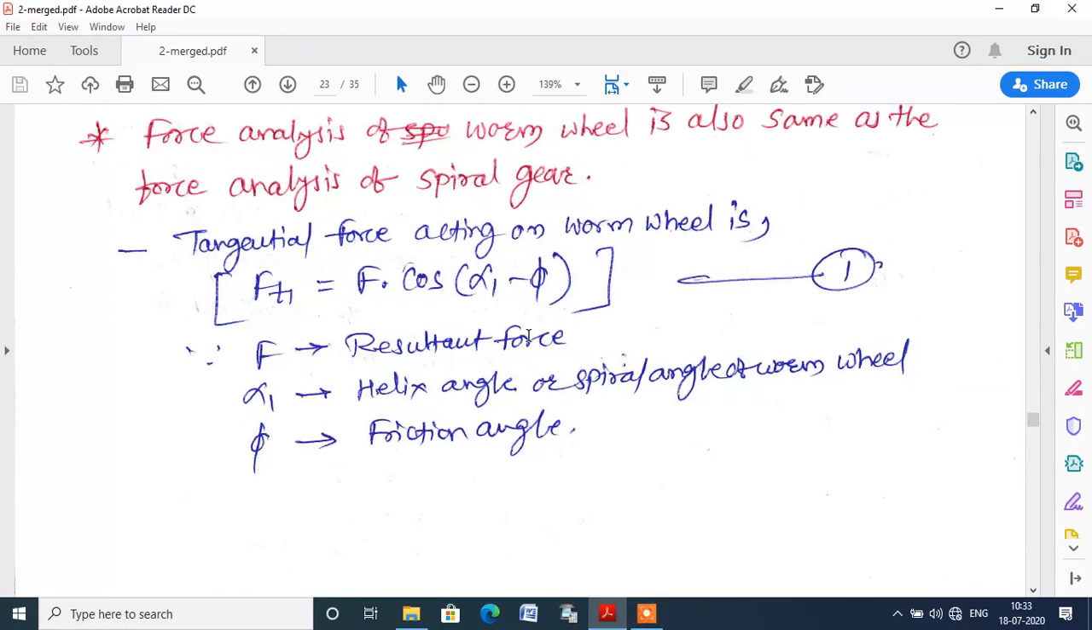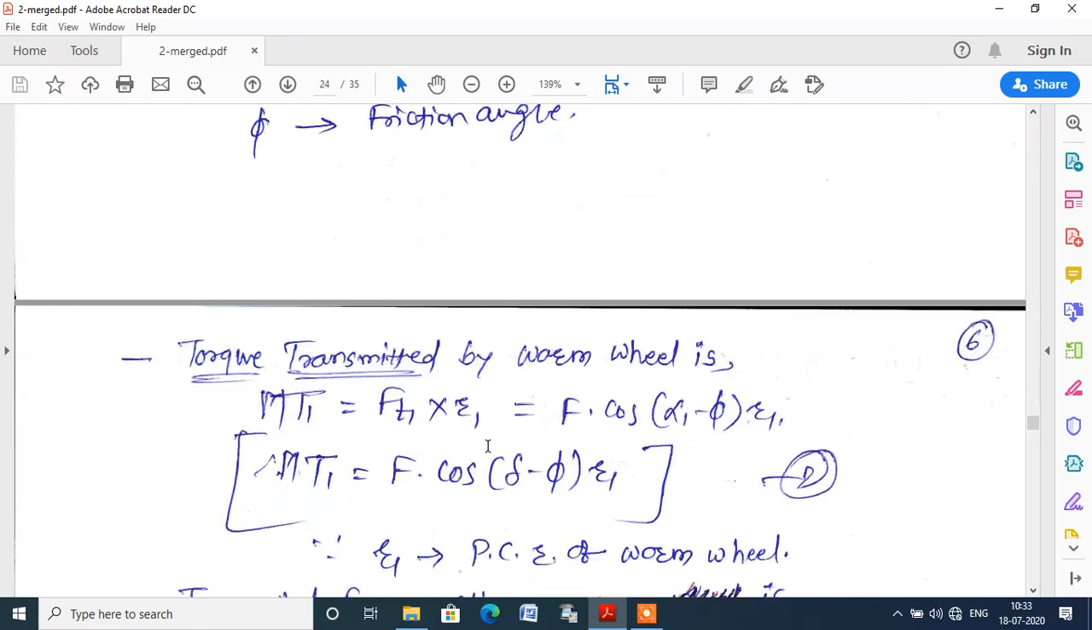Now we have to see force analysis of worm wheel. The force analysis of worm wheel is the same as the force analysis of spiral wheel. Therefore the tangential force acting on worm wheel is Ft1 equal to F into cos of (alpha 1 minus phi), where F is the resultant force, alpha 1 is the spiral angle of worm wheel and phi is the angle of friction. Torque transmitted by worm wheel is Mt1 equal to Ft1 into R1, so torque equals tangential force into the circular radius. By putting the value of Ft1, we have F cos of (alpha 1 minus phi) into R1.